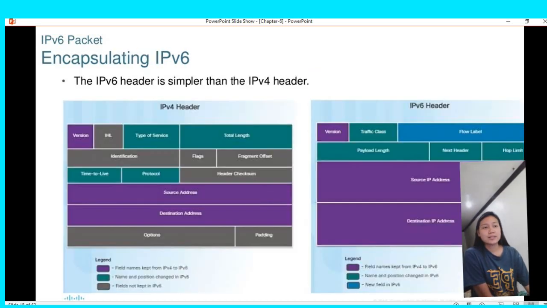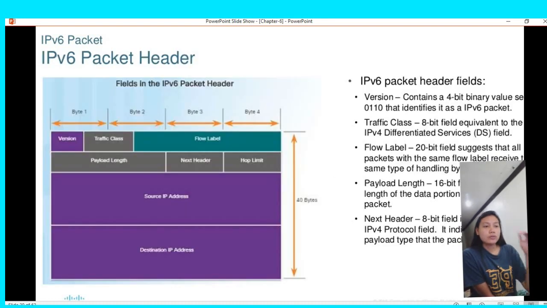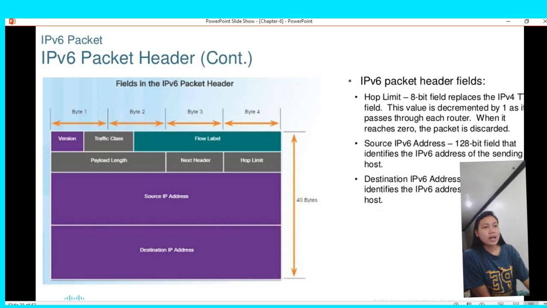Introducing IPv6. In the early 90s, the IETF started looking at a replacement for IPv4, which led to IPv6. Advantages of IPv6 over IPv4 include increased address space based on 128-bit addressing versus 32-bit with IPv4, improved packet handling, and fewer fields with IPv6 than IPv4. Encapsulating IPv6. The IPv6 header is simpler than the IPv4 header.